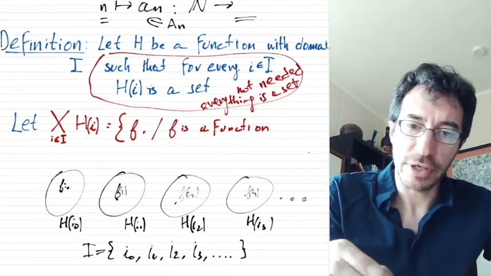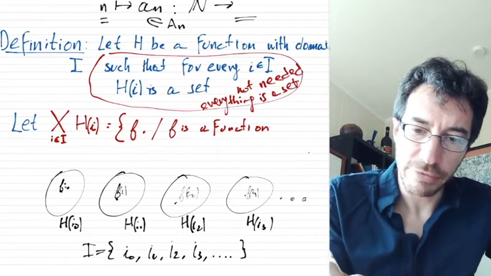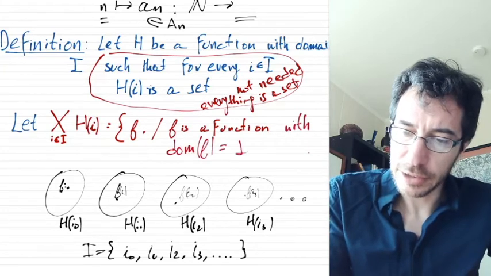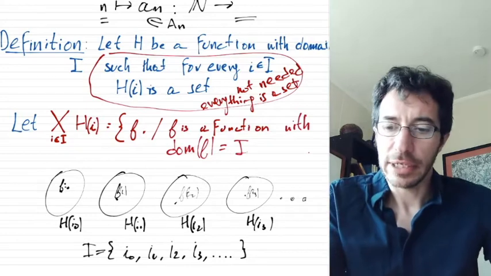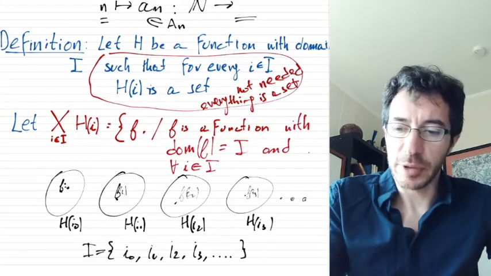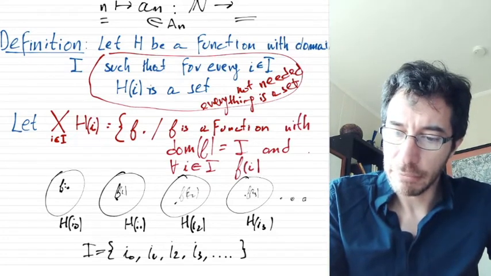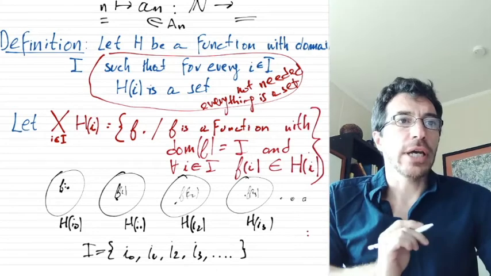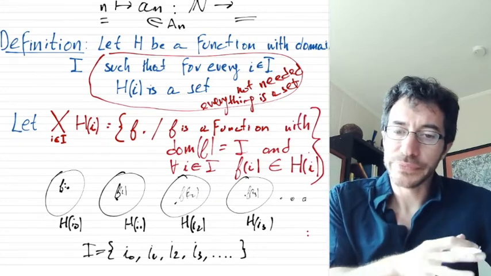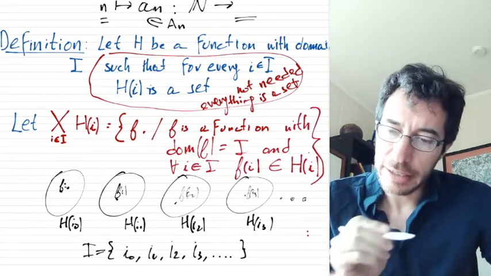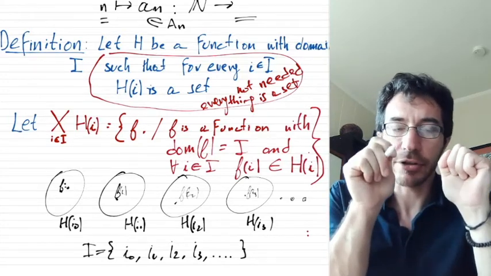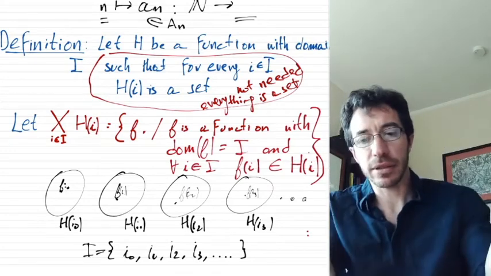So what we want is f to be a function, and what do we want about f again? Such that the domain of f equals I, so everything in I is going to be associated to something, and for every little i in I, we need to have the property that f of little i belongs to the set hi. So elements of our Cartesian product are going to be functions that, for each element of the index set, pick an element inside the corresponding set, the hi. So we're picking one element from each guy.